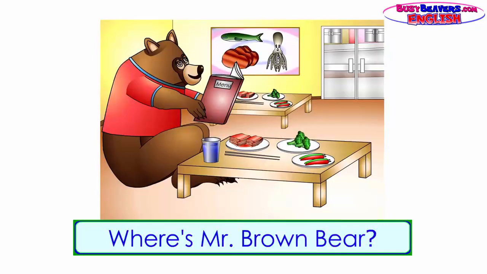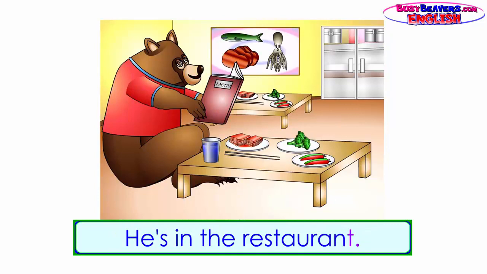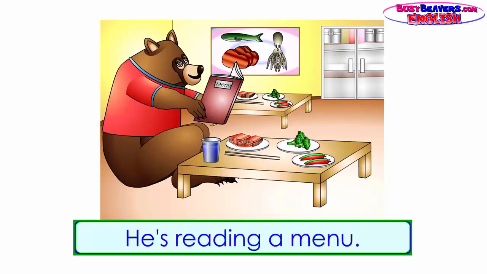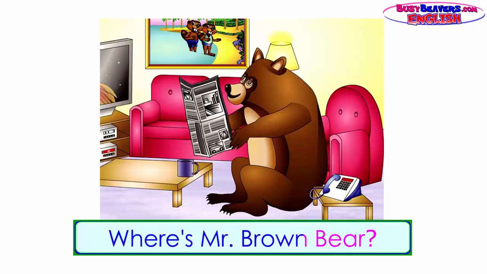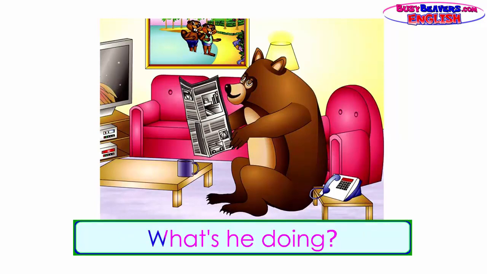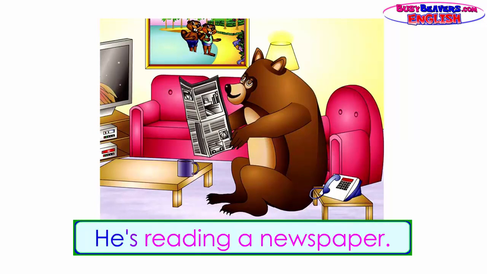Where's Mr. Brown Bear? He's in the restaurant. What's he doing? He's reading a menu. Where's Mr. Brown Bear? He's in the living room. What's he doing? He's reading a newspaper.